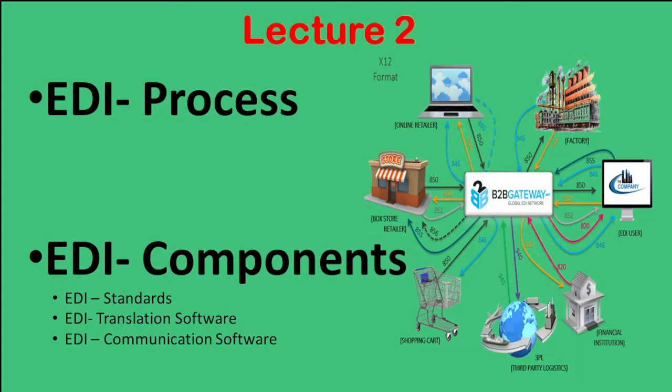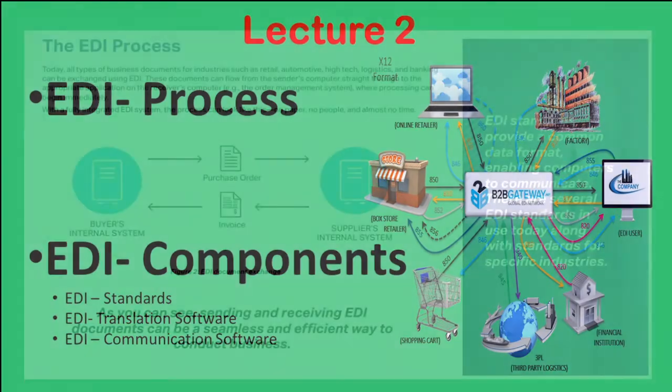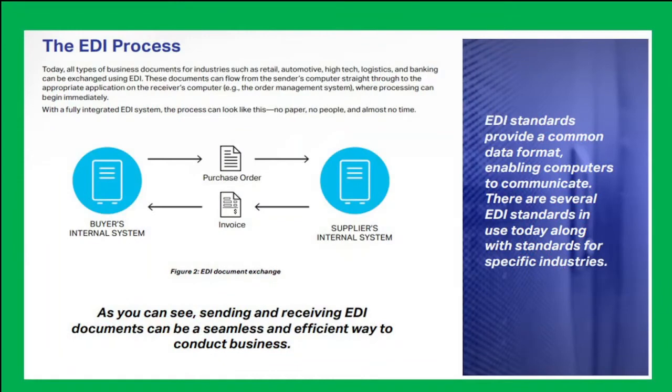Friends, so what exactly is EDI? EDI is exchange of documents between computer to computer, or within the company with other companies. In detail, we will understand the EDI process. And EDI components are EDI standards, EDI software, and EDI communication software. Now the EDI process: there is a buyer and a supplier. A purchase order is raised by the buyer and an invoice is sent by the supplier. This is the flow of documents between the two parties.